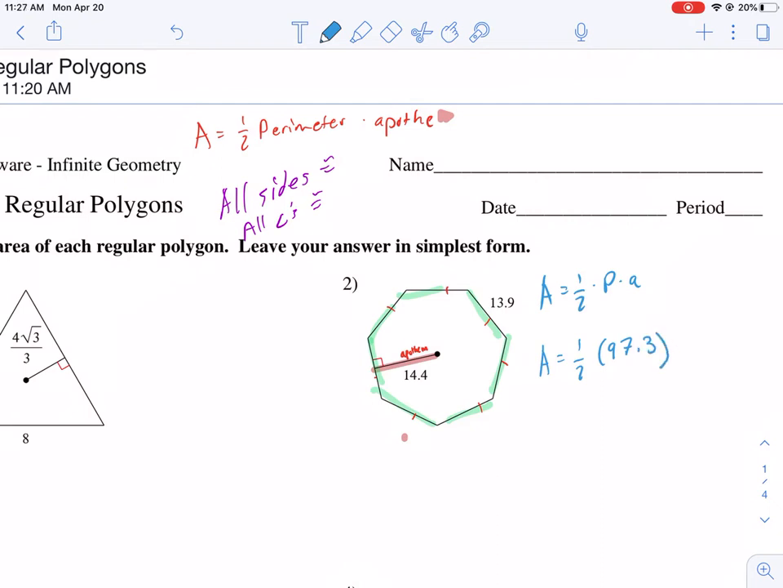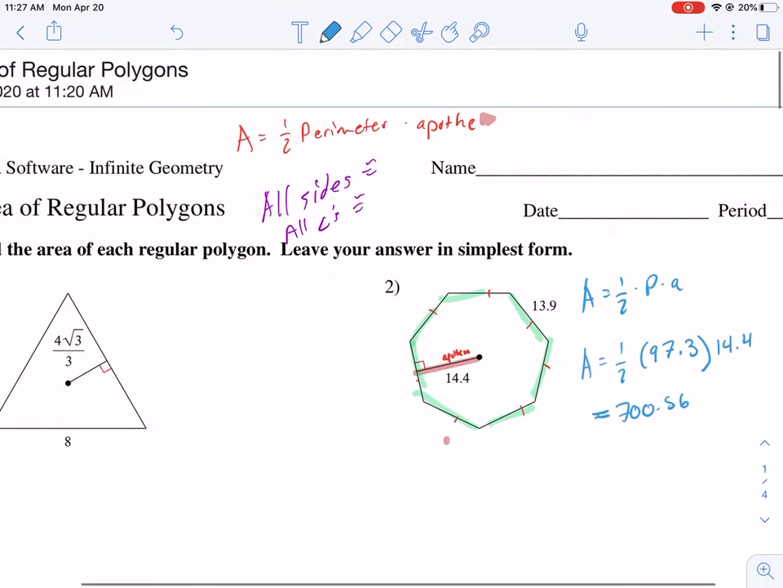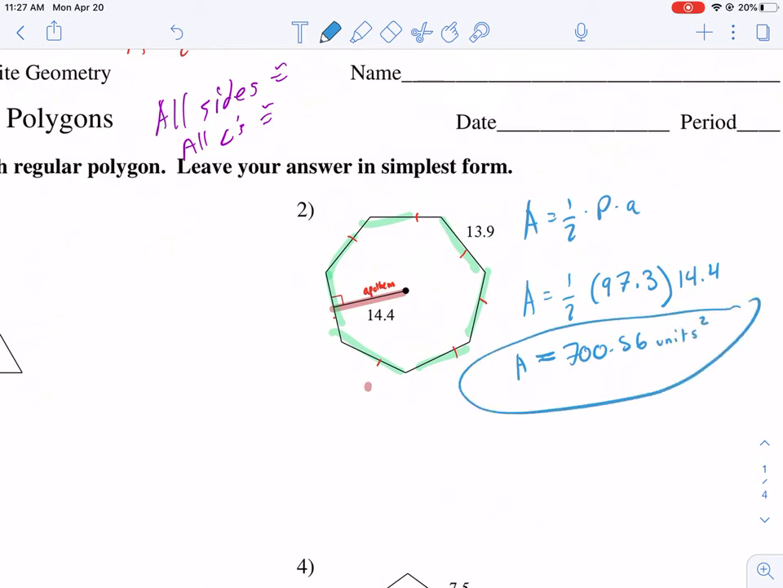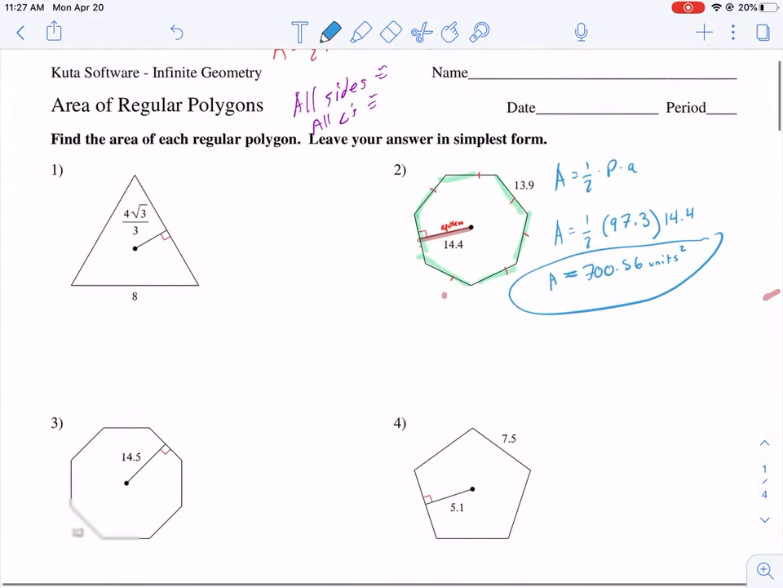Now my apothem's already given, 14.4. So now I just need to multiply all this together, 14.4 times 97.3 divided by 2, or times 1/2, and I get 700.56. And that's my area. I need units, so I'm going to write units squared because it doesn't tell us whether the units are centimeters or inches or whatever.